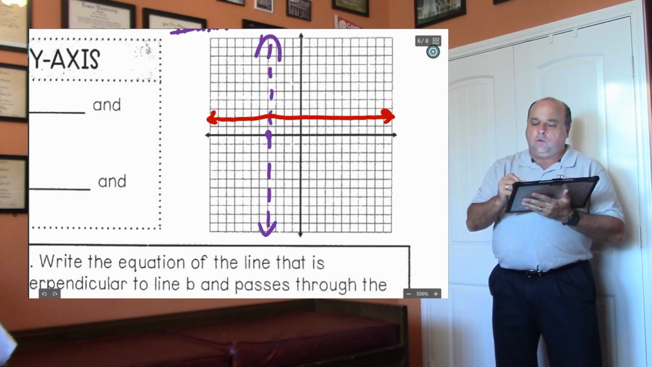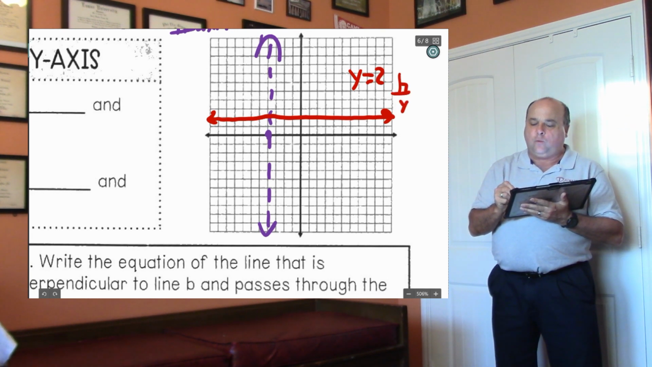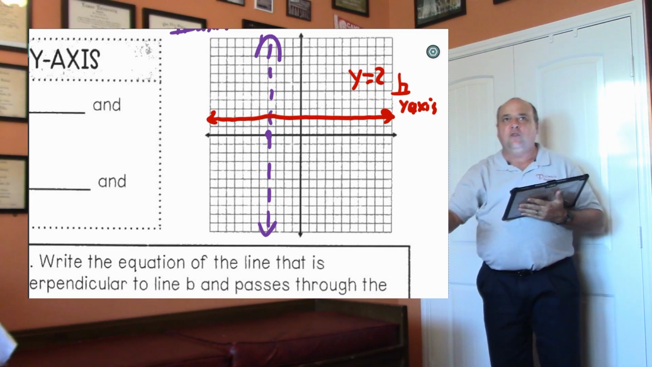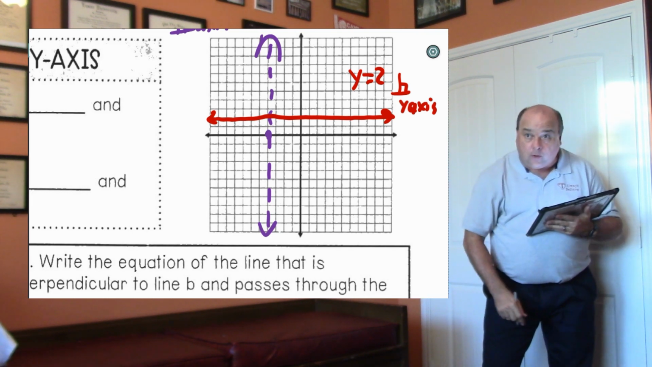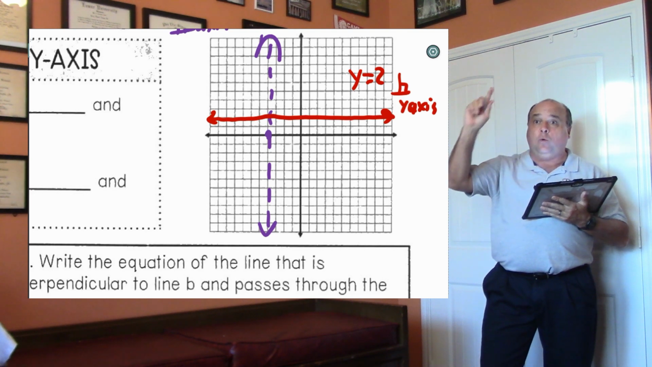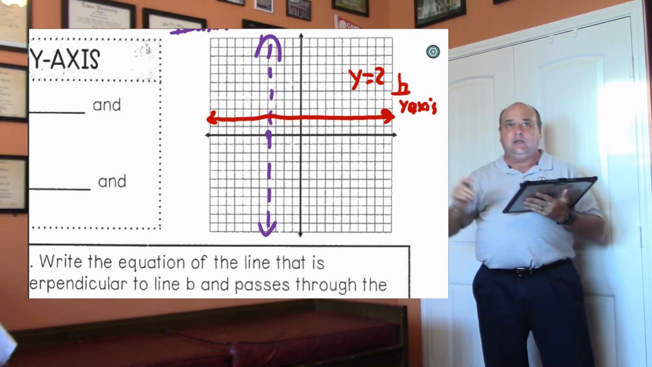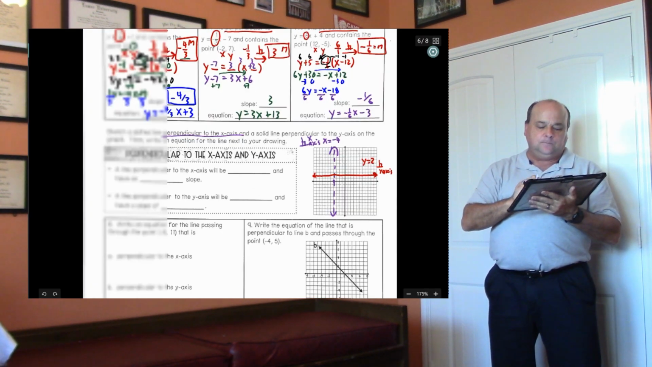Okay, so this crosses the y-axis at 2, so I got y equals 2, and it is perpendicular to the y-axis. Notice that if it's perpendicular to the y-axis, it will go through the y-axis. So the equation will have y equals. If it goes to the x-axis, it's going to have x equals. Now then, let's go over here.